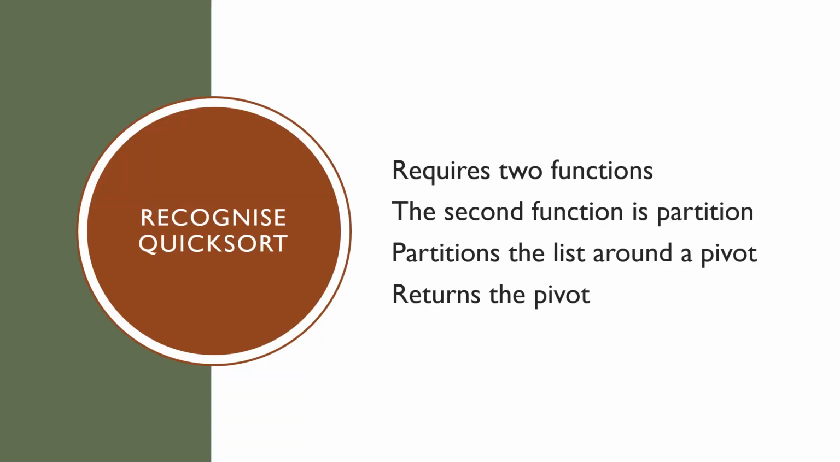If you see some code and you're not sure if it's quicksort, what we'd be looking for would be two functions. And the second function is the partition function that partitions the list around a random value called the pivot, and what it will return to the main program is the position of the pivot, because the pivot at that point is in its final place. So those are some things that you might look out for to recognize a quicksort program.